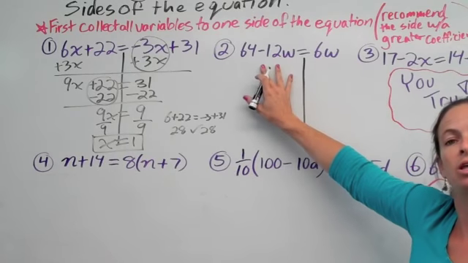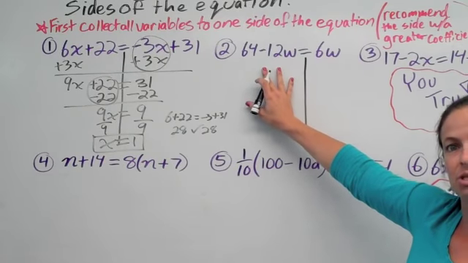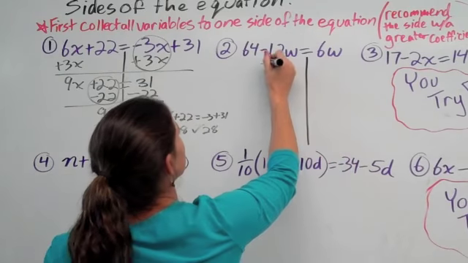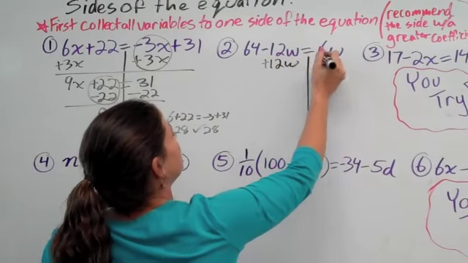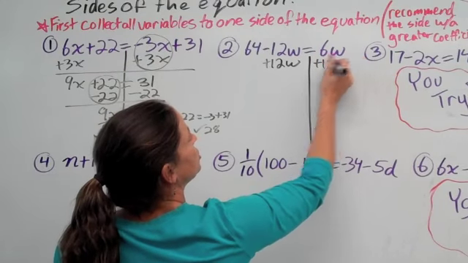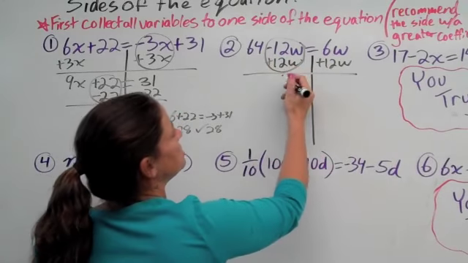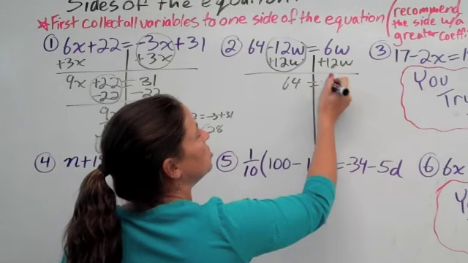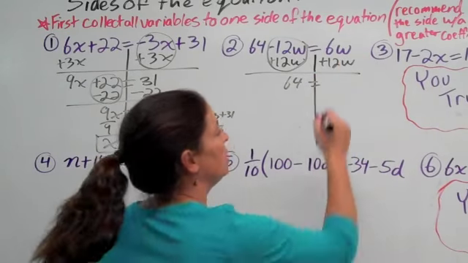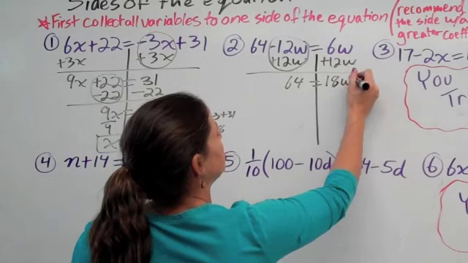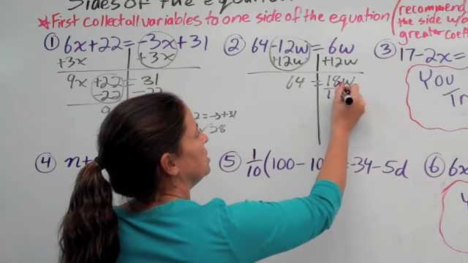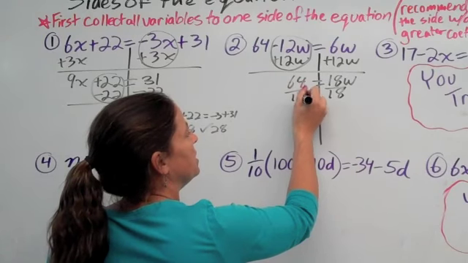So how do I get rid of that negative 12w? The inverse is plus 12w. So I'm going to add 12w to both sides of the equation. When I do this, that makes 0. I am left with 64 equals 6w and 12w is 18 w's. I then want to get the w by itself, so I'm going to divide by 18.